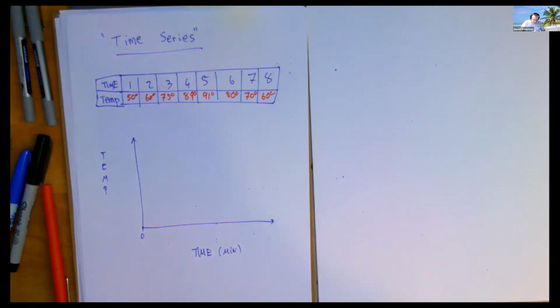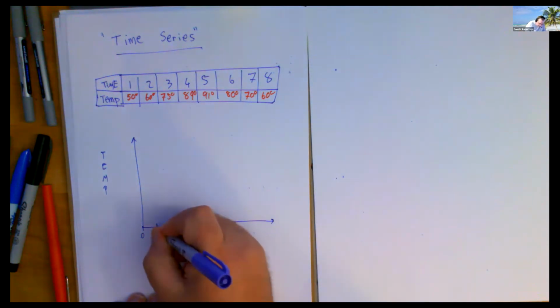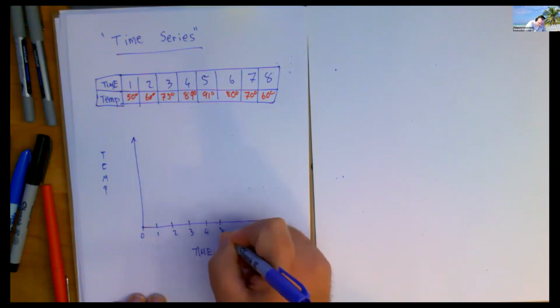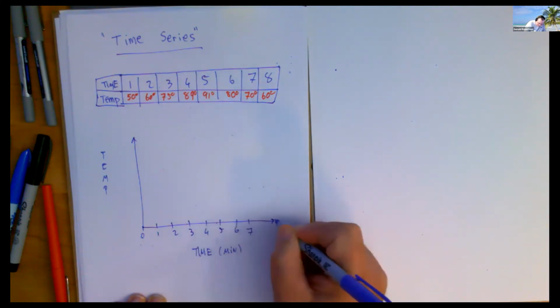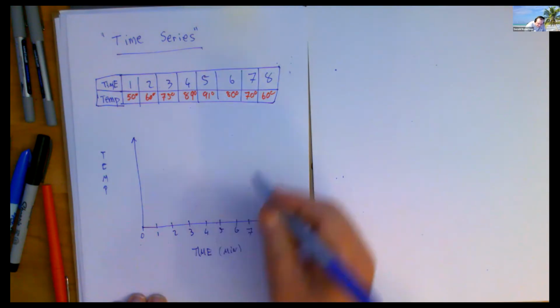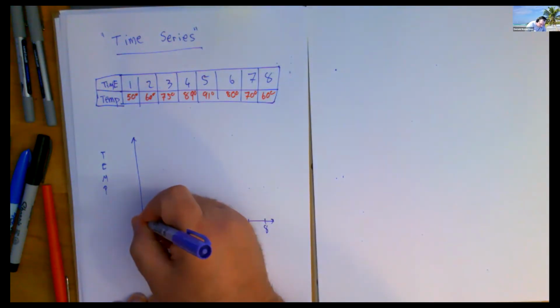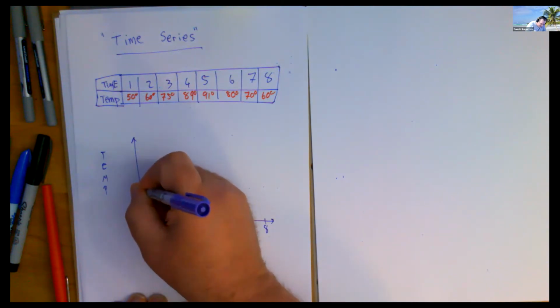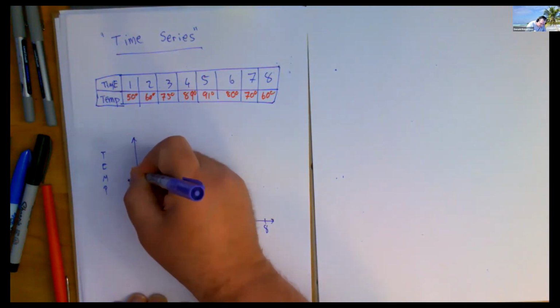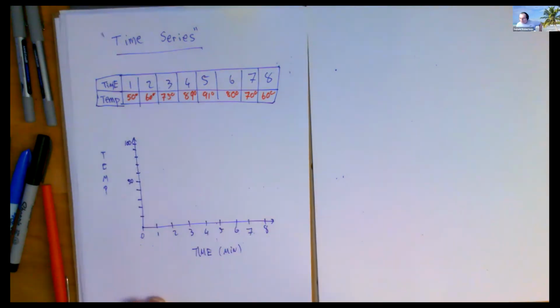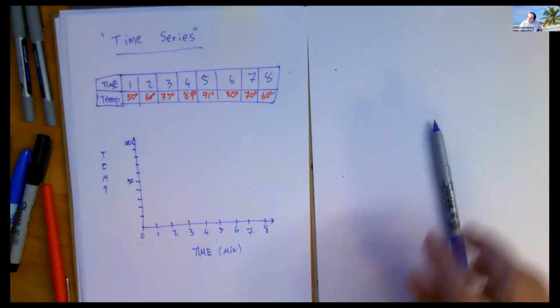It's specific time points. So you would say at the 1, the 2, the 3, 4, 5, 6, 7, finally 8. And the biggest number I need is 91. So I can go 10, 20, 30, 40, 50, 60, 70, 80, 90, 100. So I'm using a scale of what one box represents 10 in this case.